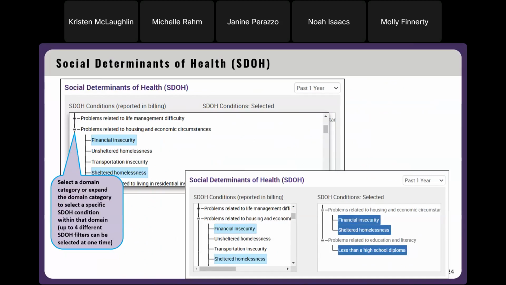We also have social determinants of health that we're getting, like I said before, from those Z codes. So if you wanted to identify a specific type of condition, you could come in here and even expand the tree, as you can see over here. So problems related to housing and economic circumstances. Maybe I'm interested in certain conditions underneath that domain.